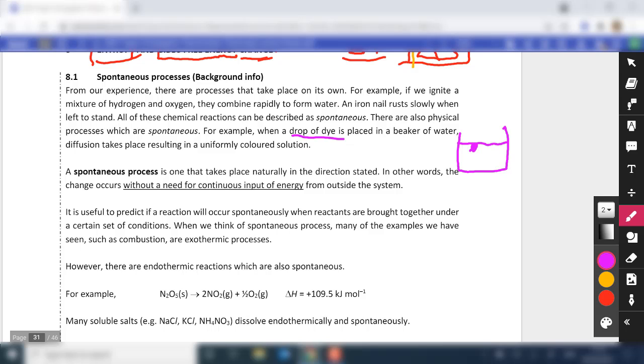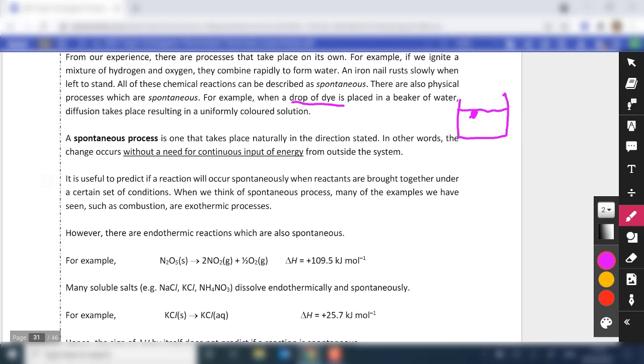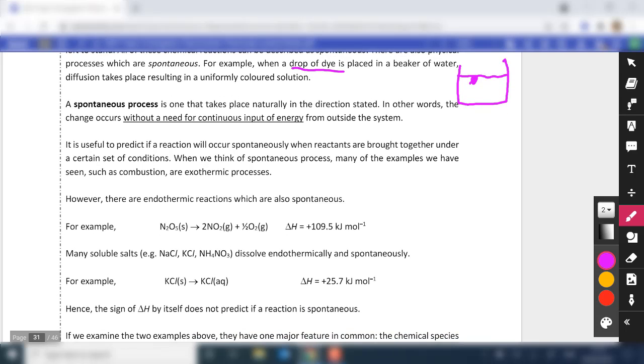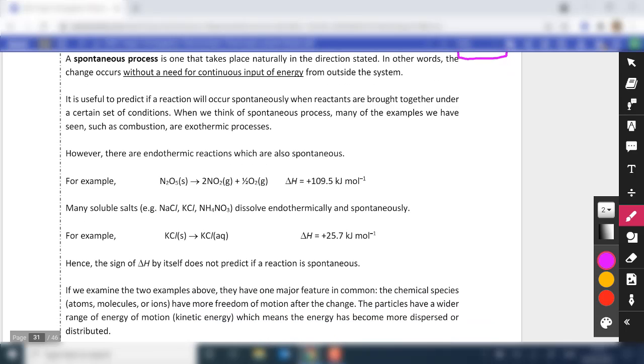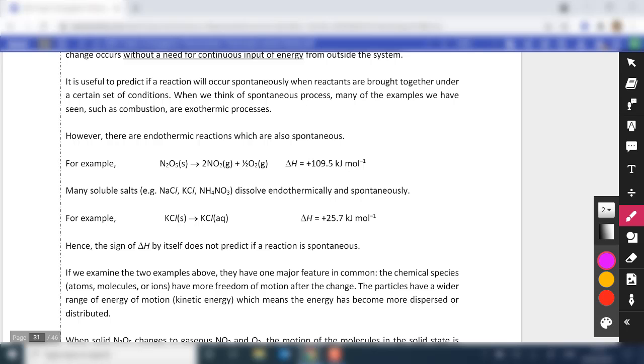I will not rattle on too much about this, but you get my point. What exactly is a spontaneous process? Our lecture notes say it's a process where you don't need to continuously input energy, so it just happens. It's useful to predict if a reaction will occur spontaneously when you put reactants together.